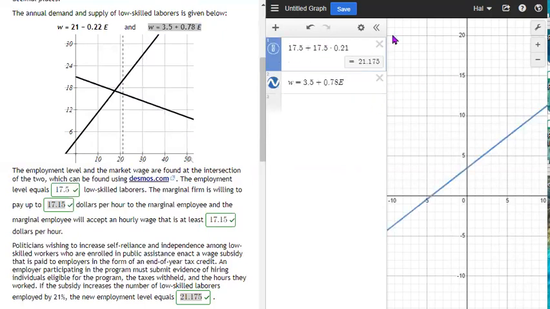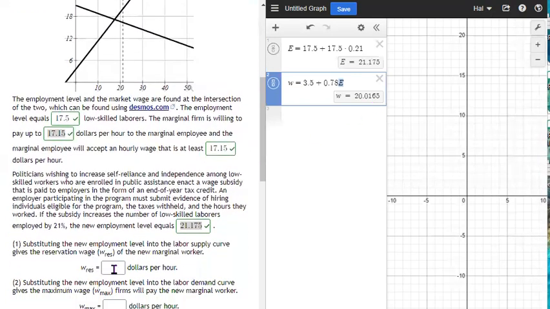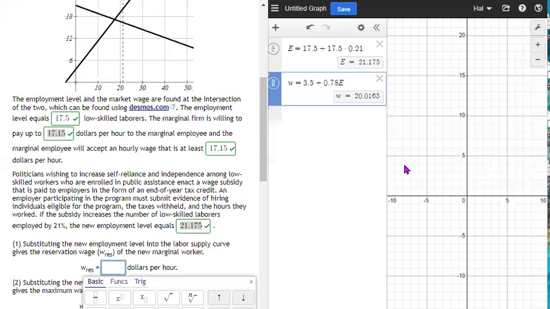And I'm going to define this thing in row 1 as the employment level. So the final employment level is 21.175. Excel plugs that in, replaces the E with what it equals, multiplies this 21.175 times 0.78, then adds that to 3.5, and you get 20.02 if we round to 2 decimal places. So the reservation wage of this new last employee hired, the last participant of this government subsidy program, is $20.02 per hour.